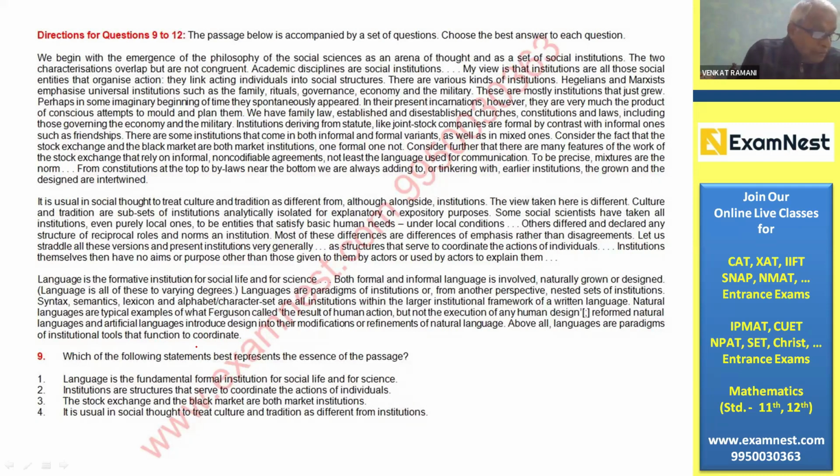And then he says, my view is that institutions are all those social entities that organize action. They link acting individuals into social structures. There are various kinds of institutions. Hegelians and Marxists emphasize universal institutions. So I read out the point here because in the entire passage, this is the most important thing. That is, what are you treating as institutions? What things are you calling institutions? Universal institutions such as the family, the rituals, the governance, the economy, and the military.